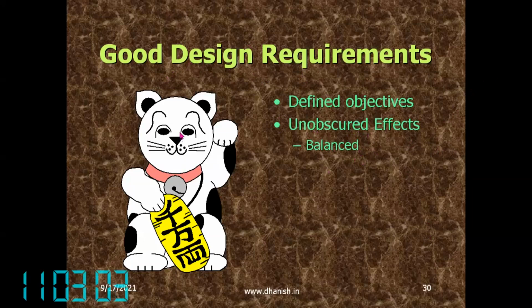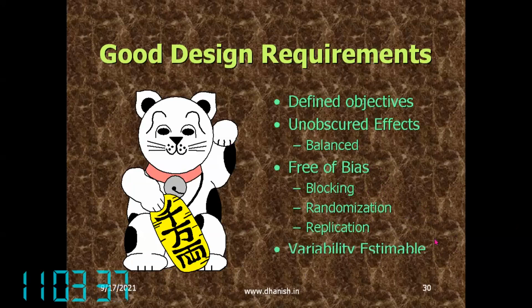In some cases, in fractional factorial designs, some effects may be obscured. That's why we have to go for the second stage and all. Then the design should be balanced, so we should not give undue importance to any factor. The experiment should be balanced for all factors. Then the experiment should be free of bias. For that, we have several tools like blocking, randomization, and replication. We'll discuss this now.